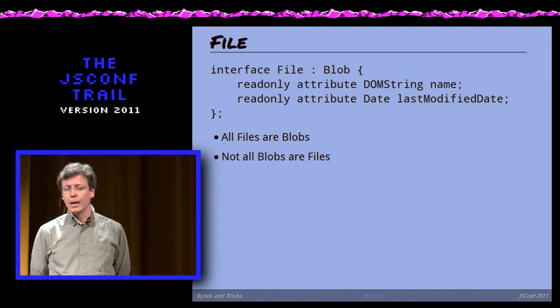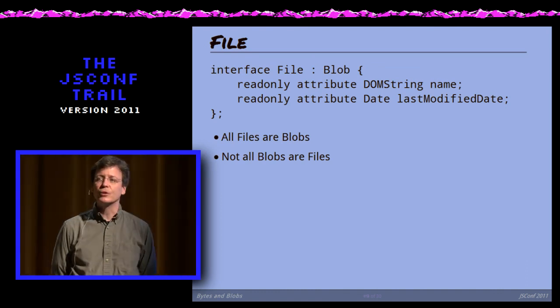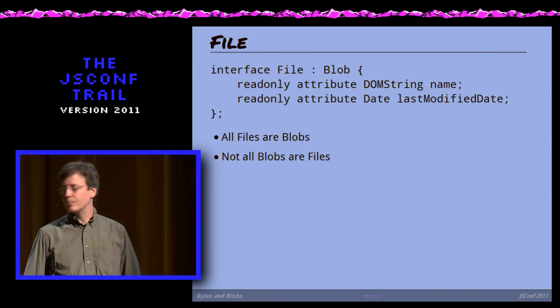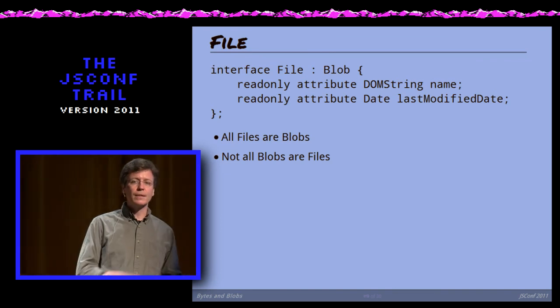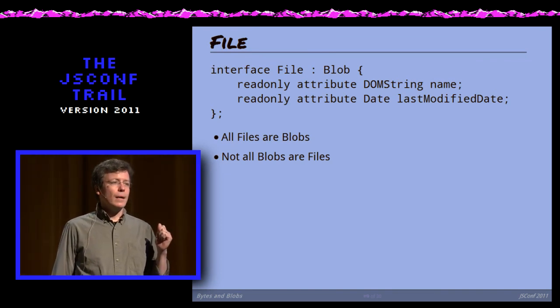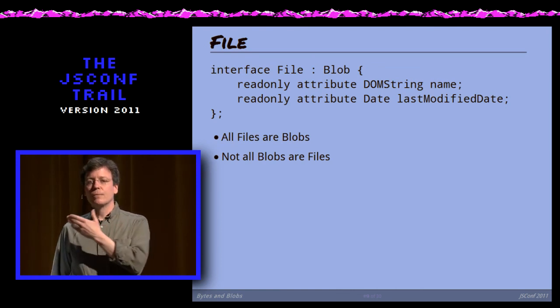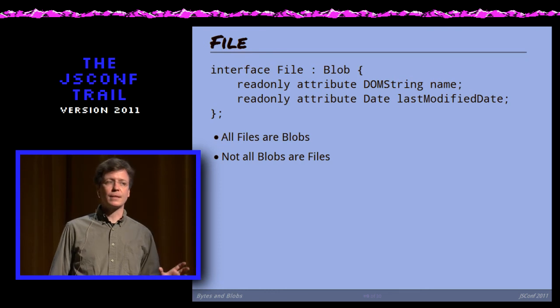File is simply a subtype of blob. It adds 2 new properties. Files have a name. Optionally, they have a modification date if your operating system provides that information. Notice that not all blobs are files, although the API is designed with the file system in mind. So you've got to assume if you've got a blob that it's stored on disk somewhere.